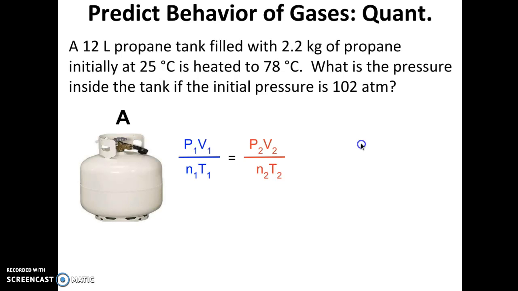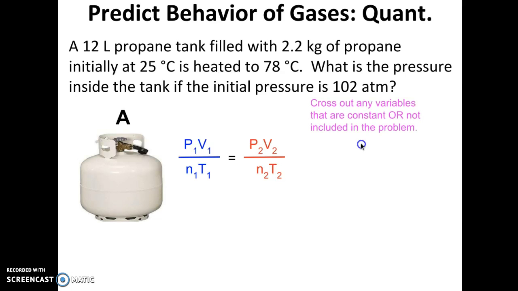All right, so we're going to predict the behavior of a gas quantitatively now using the combined gas law equations. They're giving us a 12-liter propane tank filled with 2.2 kilograms of propane, initially at 25 degrees Celsius, that is heated to 78 degrees Celsius. What is the pressure inside the tank if the initial pressure is 102 atmospheres?